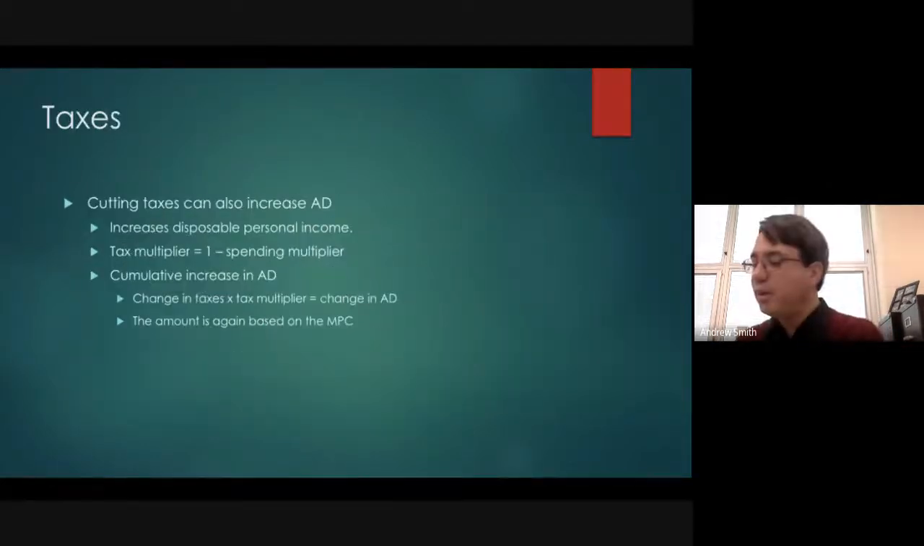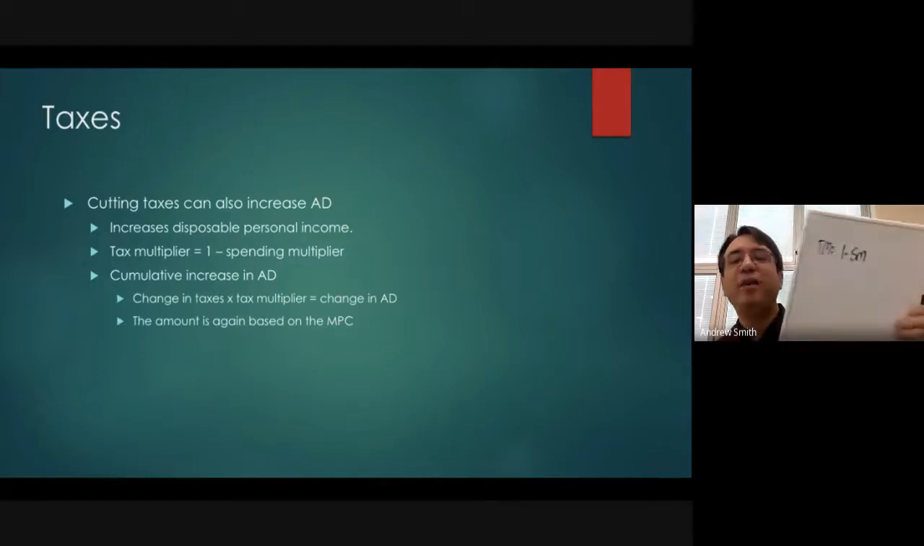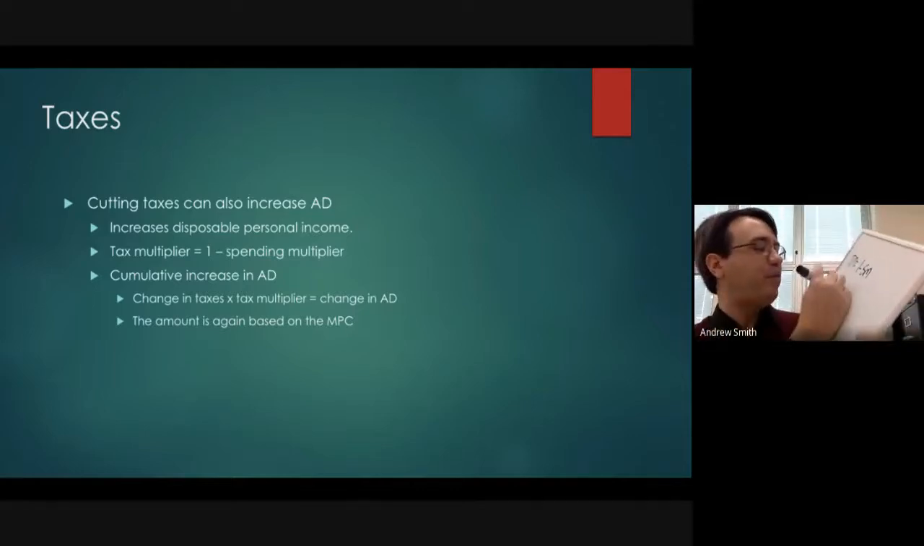Okay. And so, in addition to kind of going back to the Keynesian ideas here, in addition to increasing government spending, boosting aggregate demand, cutting taxes not only increases aggregate supply on the business side, it also increases aggregate demand, okay? Because it increases people's disposable personal income. And so if you cut taxes, you will also increase the GDP. And the tax multiplier is 1 minus the spending multiplier. And again, remember the spending multiplier is 1 over 1 minus MPC.